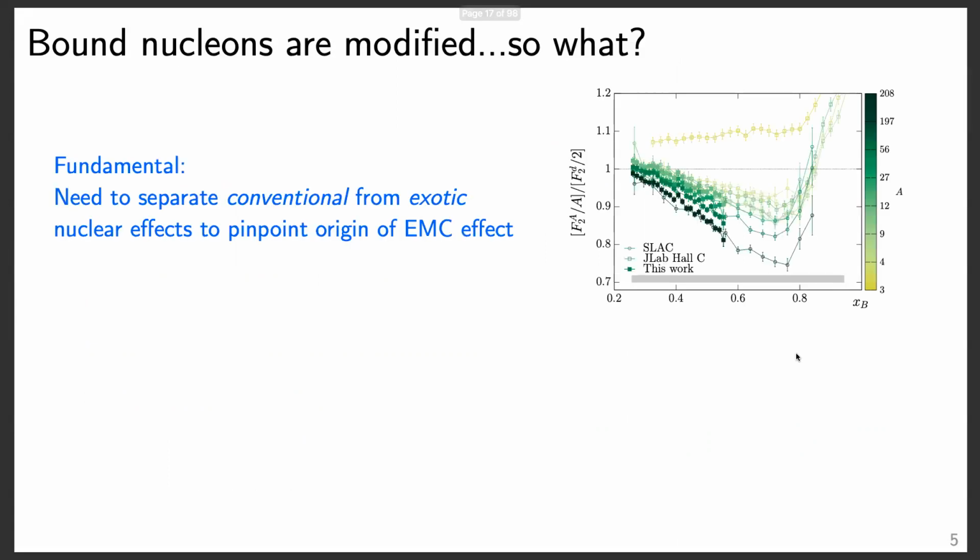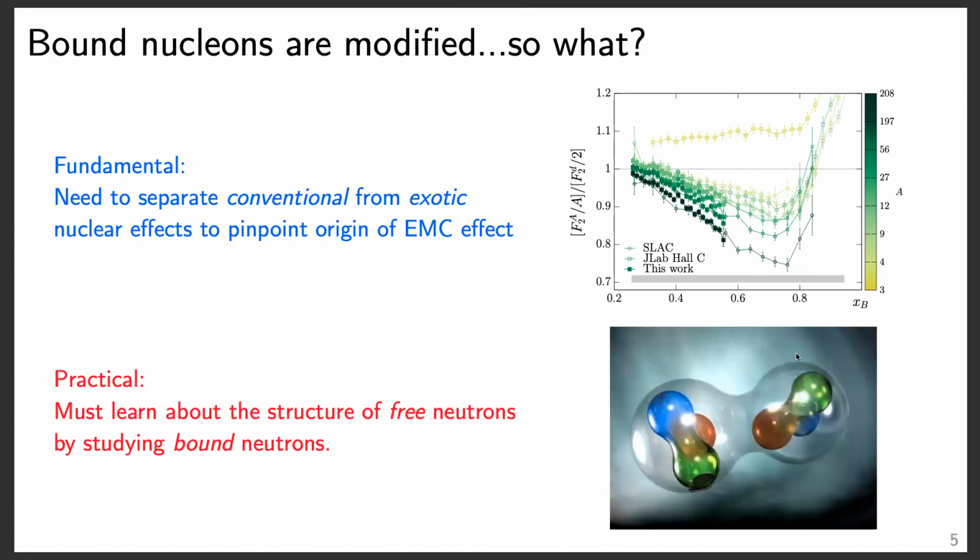The first one is a very fundamental implication, and that is that if we want to pinpoint the origin of the EMC effect, we have to have some method of separating the conventional nuclear effects that we understand from exotic effects that could be causing this modification. The second implication is a little bit more practical, and that's that we have to use neutrons bound in a nucleus to learn about free neutron structure. And so somehow we have to be able to account for these nuclear effects if we want to be able to make a statement about what's going on inside of a free neutron.